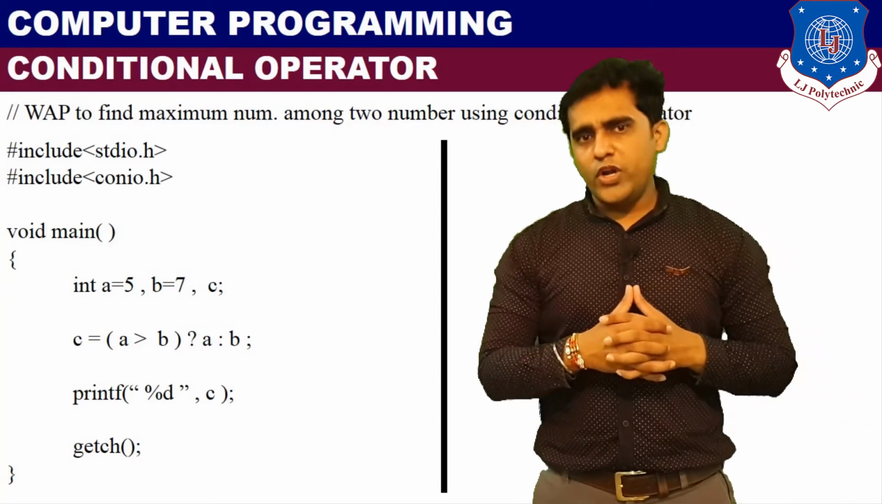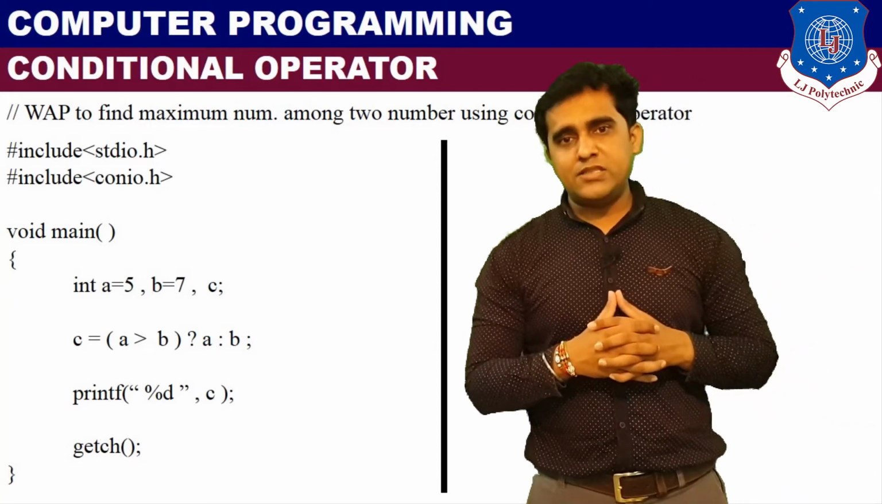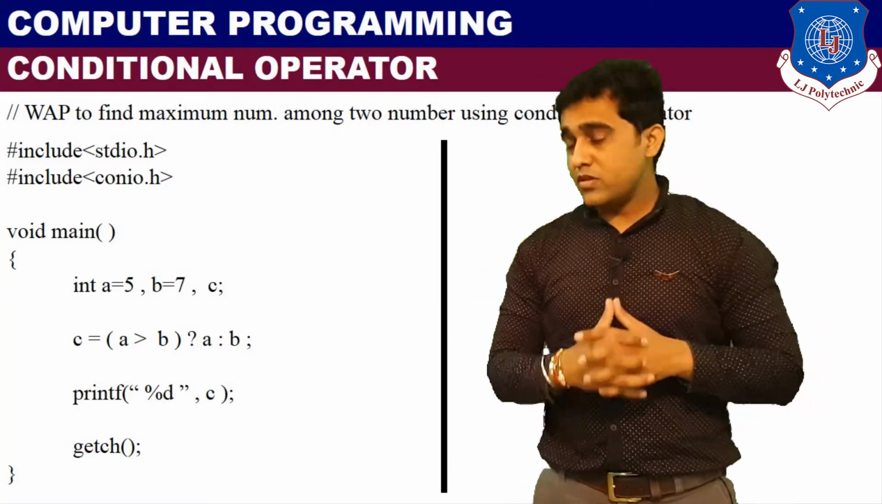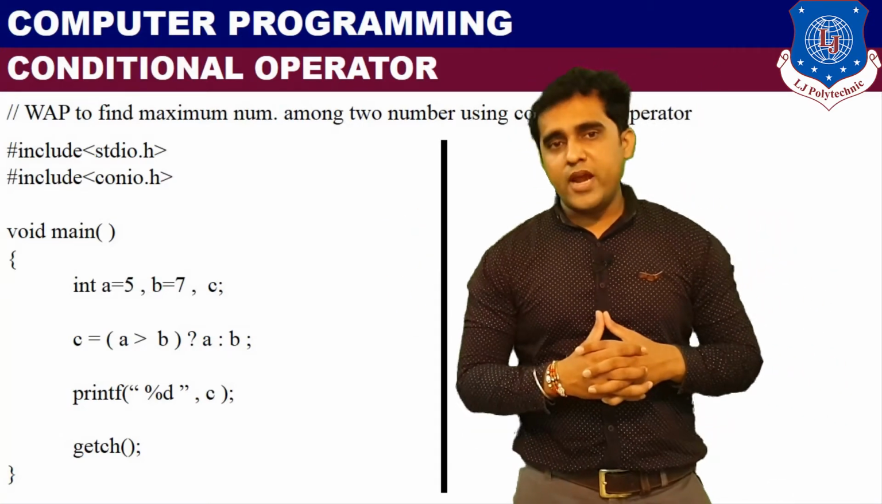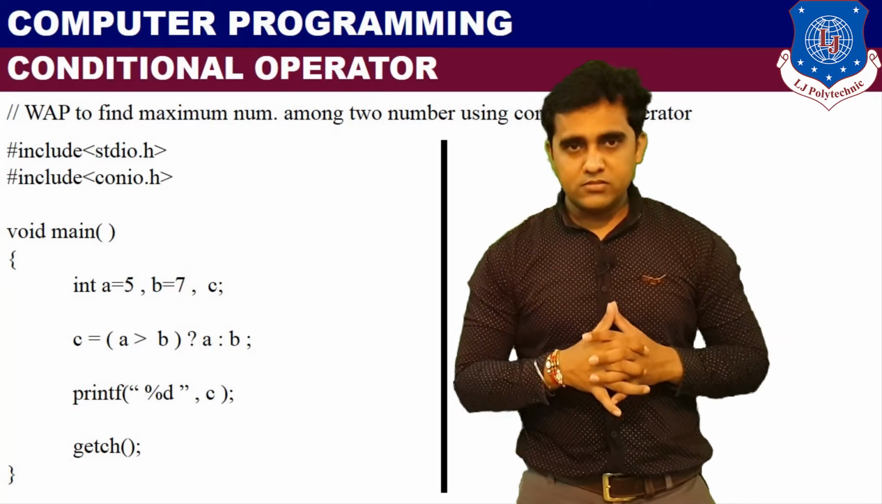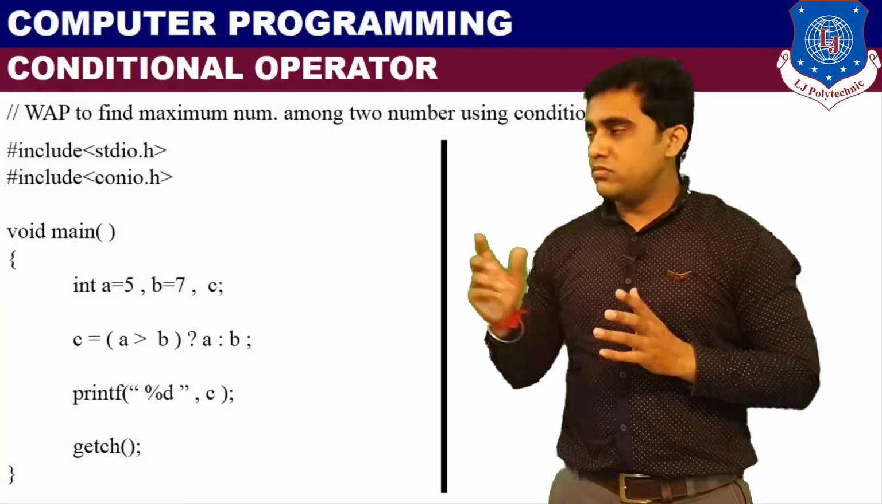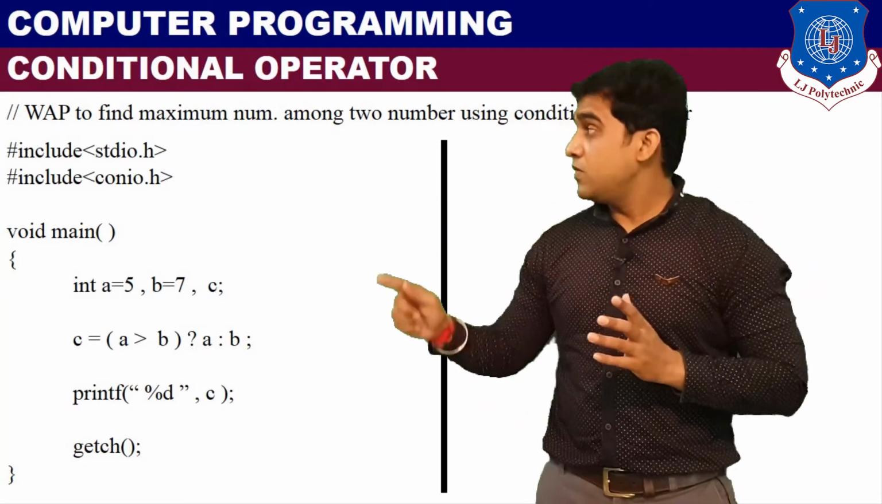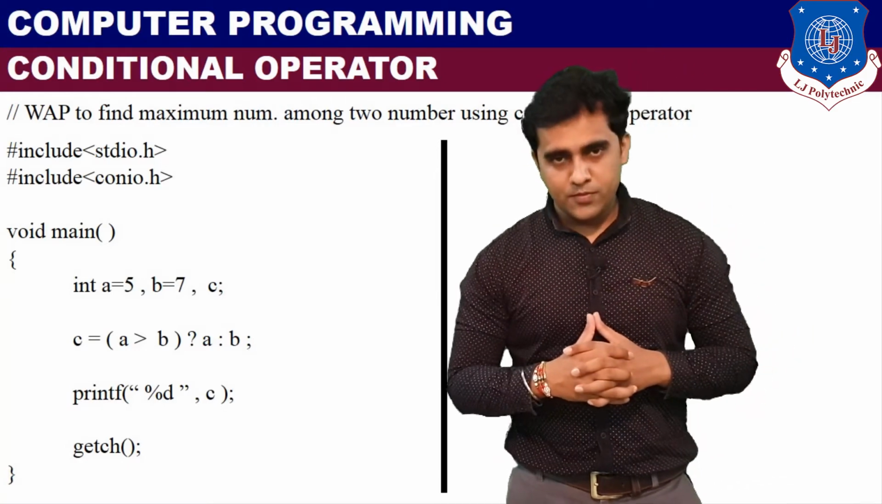Then according to syntax we will find maximum number, and the result is going to be stored in variable c. c = (a > b) ? a : b; that is our condition, question mark. If this condition is true, a, colon, if this condition is false, b, and semicolon.